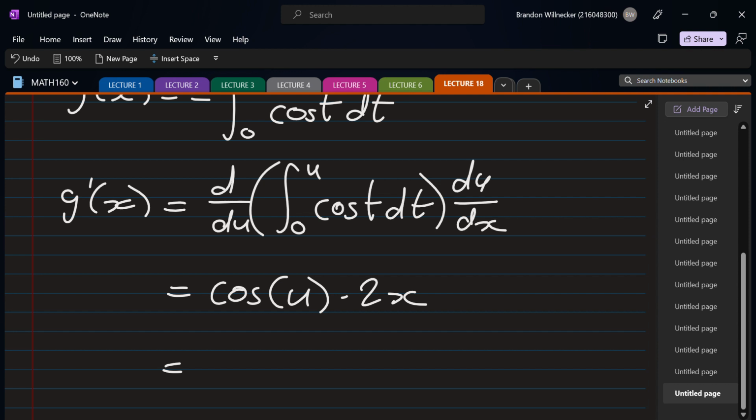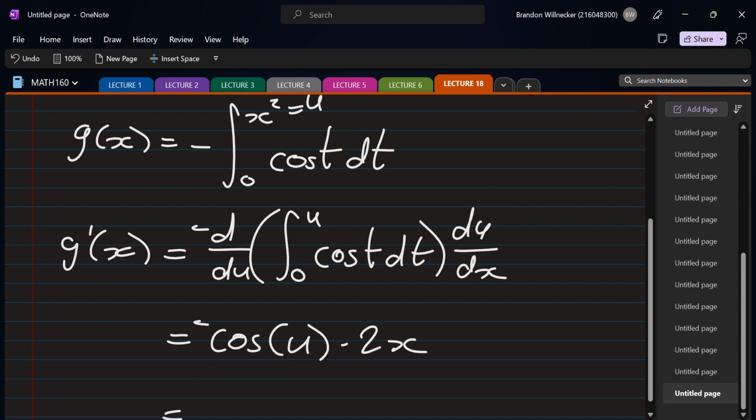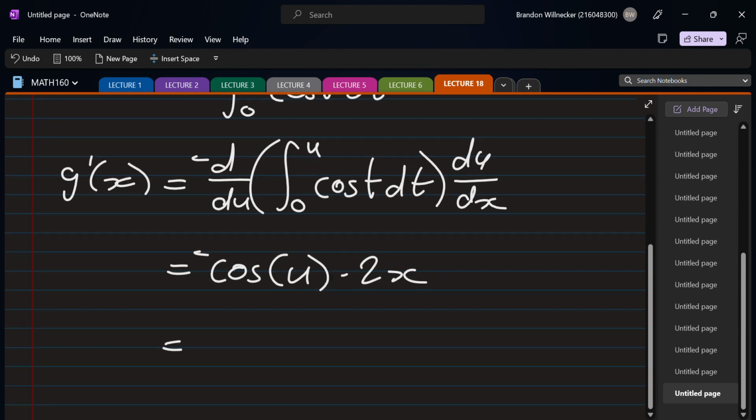Yes. Yes, negative sign. So there should be a minus there and a minus there. Okay, good. I'll give you some points for that. Just see me at the end.